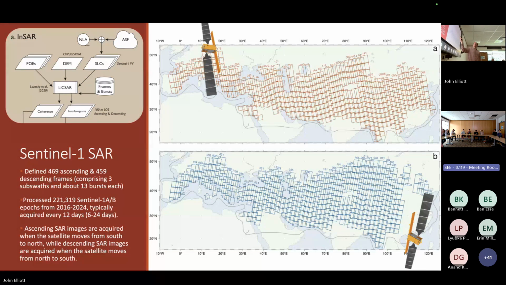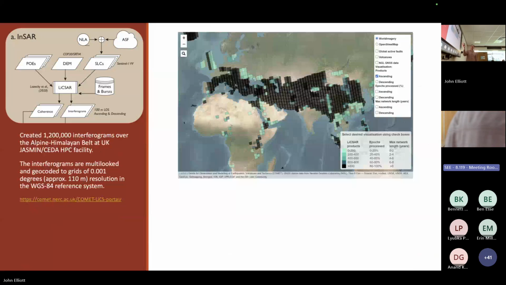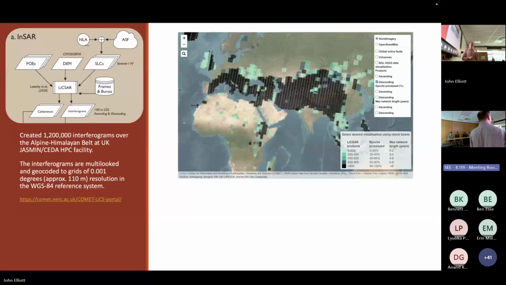Each frame is what we've defined to be about 30 bursts long. So it gives us coverage over about 11,000 kilometers in both look directions that are available. These are all served through the LiCSAR portal here, and we generate interferograms at about 100 meter resolution. They could be high resolution, but the data volumes are quite large. But that's our starting data, the interferograms that we get. And we've produced many of those in the ascending and descending directions for the last decade.